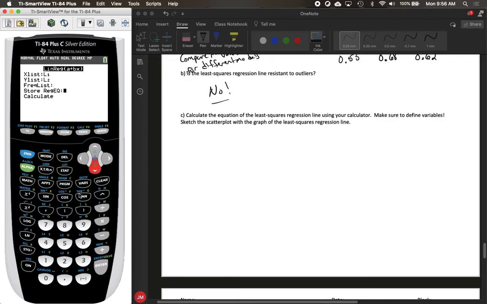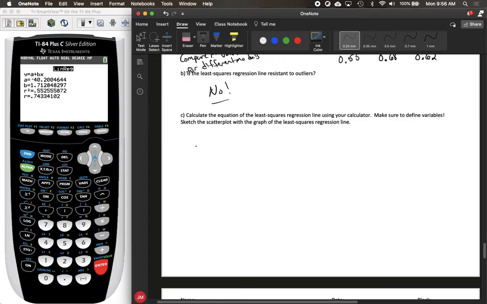For store regression equation, we want that to be our y1. So we're going to go to our vars menu, over to yvars, option 1 for function, option 1 for y1. That way, when we're done running our regression, it'll already have that in our graph as y1. And then we'll go ahead and hit calculate.